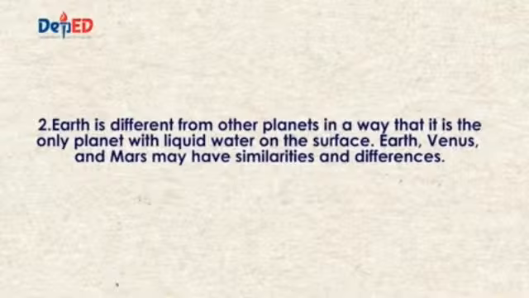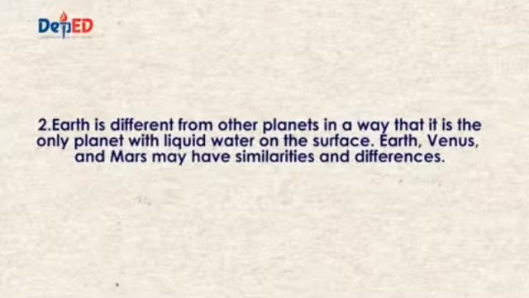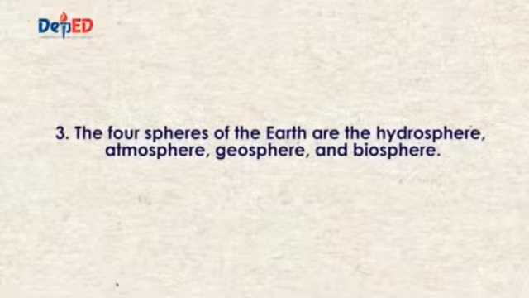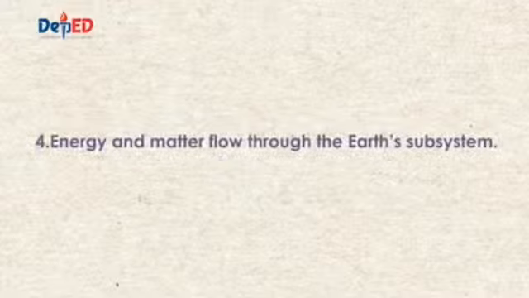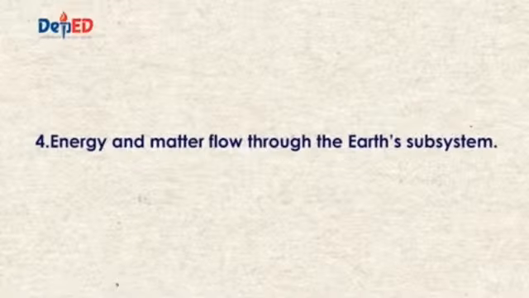2. Earth is different from other planets in a way that it is the only planet with liquid water on the surface. Earth, Venus, and Mars may have similarities and differences. 3. The four spheres of Earth are the Hydrosphere, Atmosphere, Geosphere, and Biosphere. 4. Energy and matter flow through the Earth's subsystem.